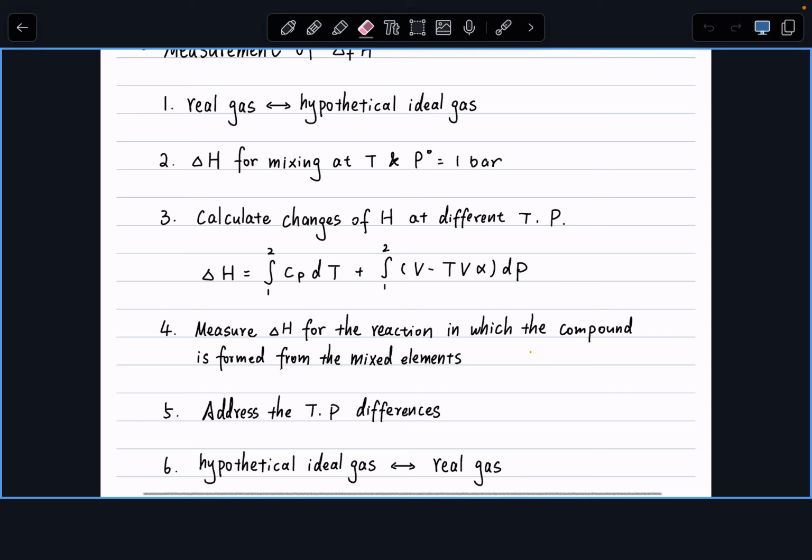So what do we do? We have several steps. The first step is we want to transform something we know. For example, in our starting material, we know these are ideal gases. We need to transfer them into real gases so we can have them undergo mixing and react with each other. So the first thing is we want to make them from real gas, let's say H2 and Cl2, into ideal gas.